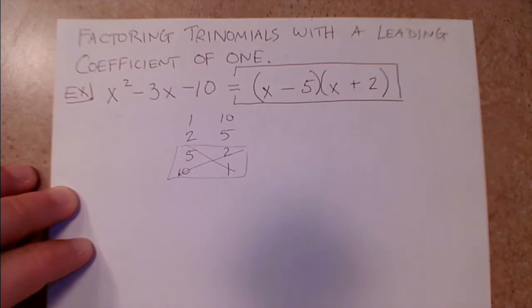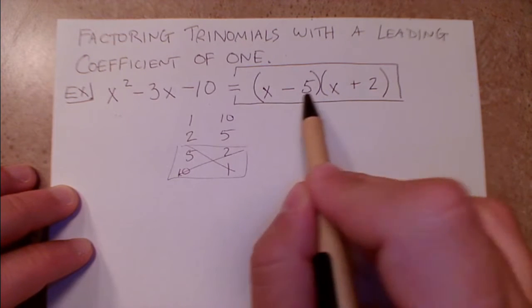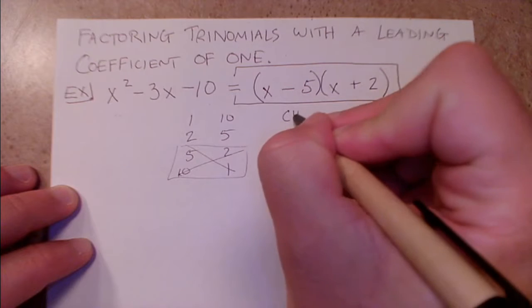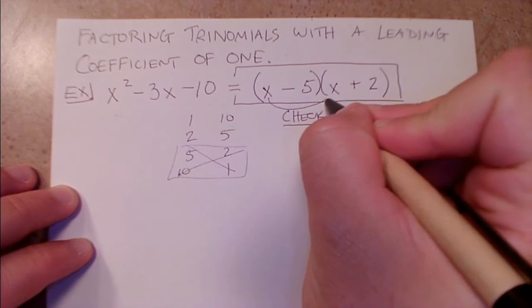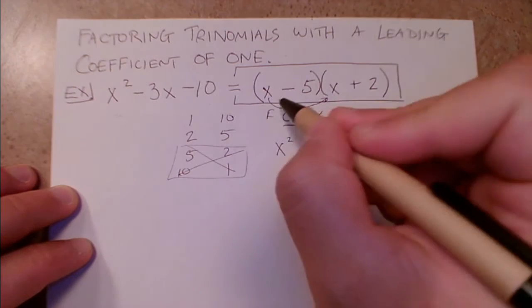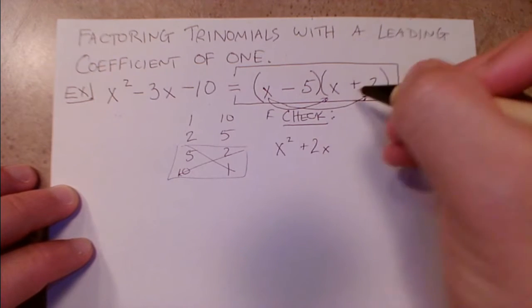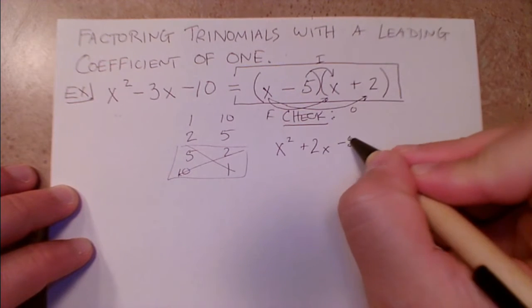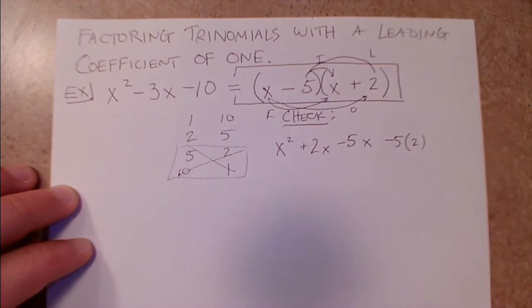Now, what's nice about these problems is you can always check your work. Let's go ahead and check our work. FOIL, right? We're going to use the distributive property of the product of two binomials to make sure we get this right here in the end. So now let's check. All right, x times x, that is the F in FOIL, so that's x squared. We have x times 2, that's the outer, so plus 2x. Let's do the I in FOIL, that's negative 5x. And then the L in FOIL is negative 5 times 2, which is negative 10.